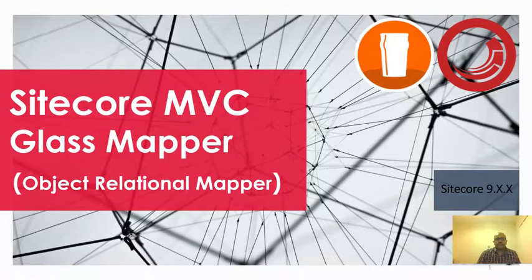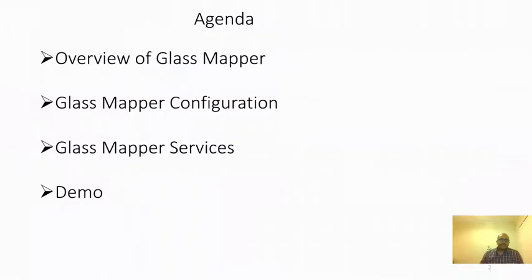Hi everyone, this is Venkat Munaga, and in this webinar I am going to talk about Glass.Mapper in Sitecore. Glass.Mapper is an object relational mapper framework for Sitecore. As part of this video, I am going to cover the overview of Glass.Mapper, the various types of configurations, and the different services available in Glass.Mapper. Finally, I will cover the demo.